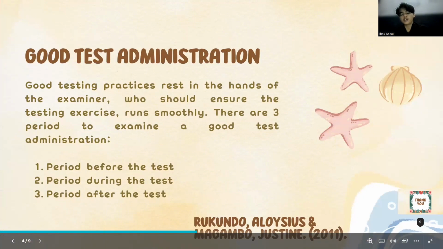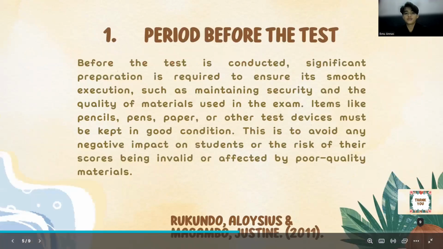Now, a good test administration is split into three sections: the period before the test, during the test, and after the test. Good testing and good test administration are in the hands of the examiner, who should ensure that the test runs well across these three phases.